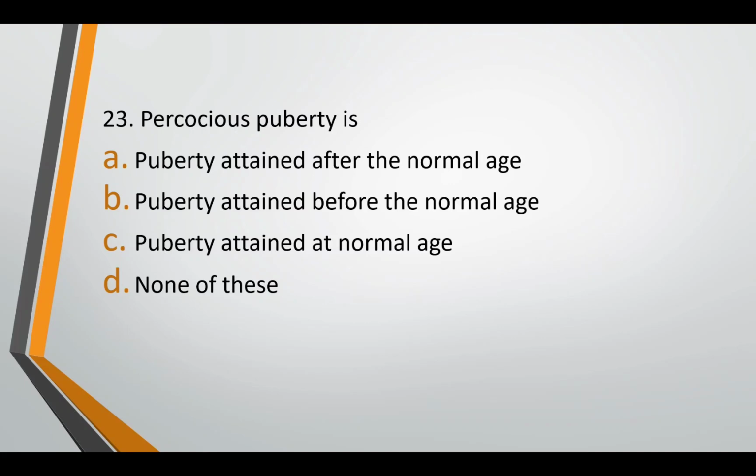Precocious puberty is puberty attained after the normal age, puberty attained before the normal age, puberty attained at the normal age, or option D, none of these. Precocious puberty refers to. Correct answer is option B. It refers to puberty which is attained before the normal age.